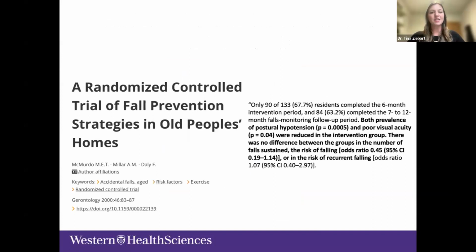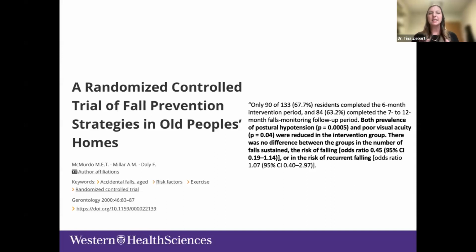And so this was a randomized controlled trial looking at falls prevention strategies in older adults. And what was really cool about this trial was that they were looking at many of these factors that can contribute to falls, including hypotension, visual acuity. And so they found that there was no difference between the groups that received these interventions.